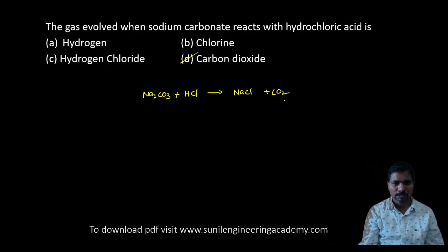Then how to balance this equation? Now take two chlorines. Now CO2, one O is there, two hydrogens are there. Sorry, carbon dioxide is released. That is CO2 gas is released. Answer is option D. Coming to the next one.